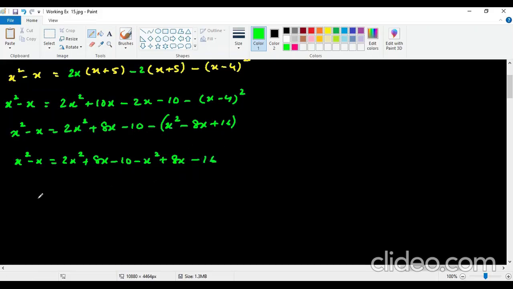Now things are getting better. So in here, I will bring x square. This minus x square is going to the other side and becomes a positive. x square minus x equals 2x square plus 8x. This plus 8x and this plus 8x is going to be a 16x, and minus 10 and minus 16. Now this is going to be a 2x square minus x equals 2x square plus 16x, and this is going to be negative 26.